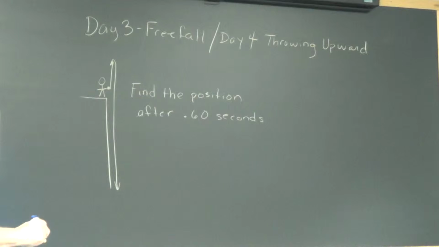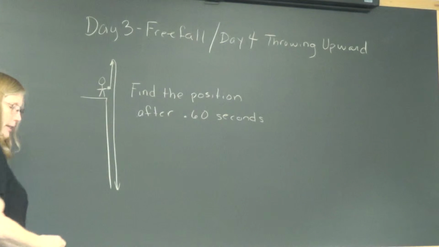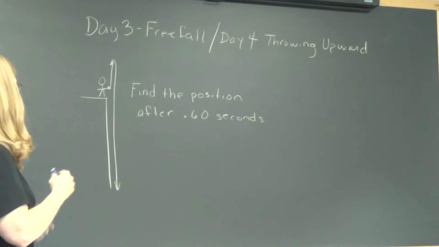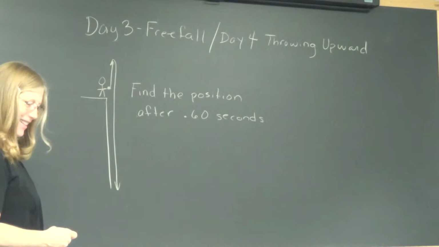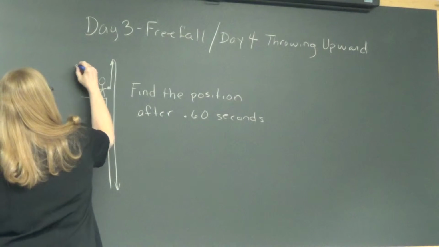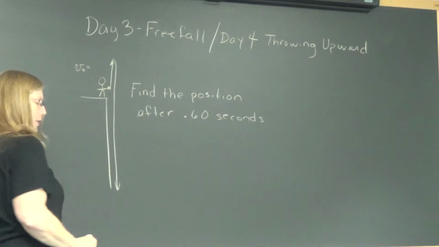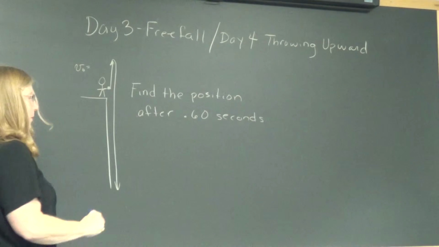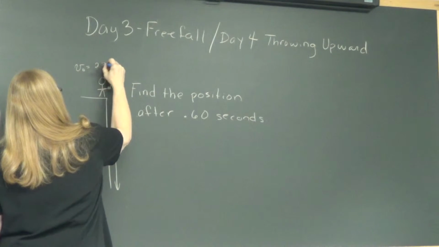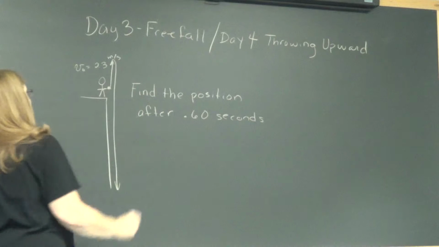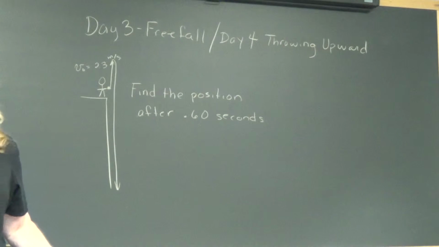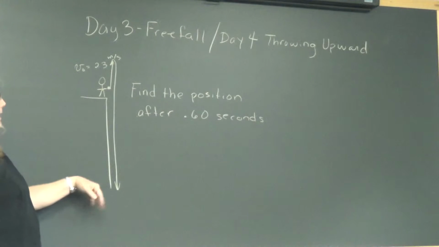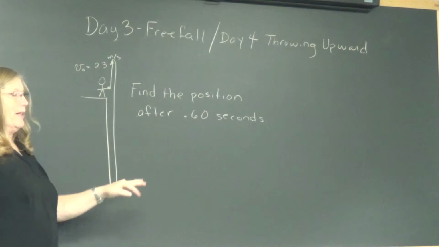So once again, we always do our little checklist. Do we know anything else about this problem? We need to know one other thing at least. Yes, we do. When it came off the guy's hand or the girl's hand, it was at 2.3 meters per second. That's the initial velocity.